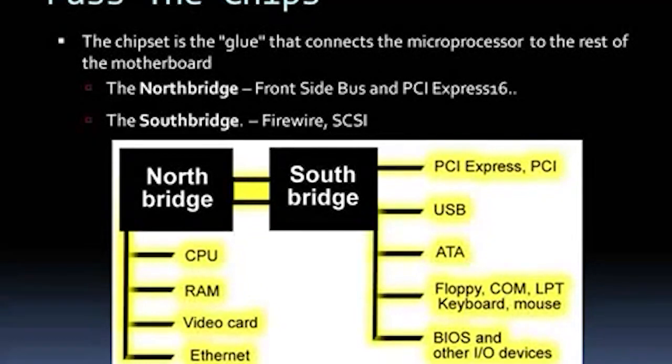Basically, the north bridge is often referred to as the front side bus. PCI Express 16 has moved over to the north bridge, whereas the south bridge is FireWire, SCSI, and all these other things running from the south bridge. Basically, the chipset's the glue that connects everything together.